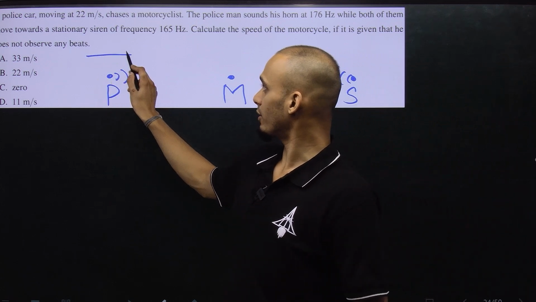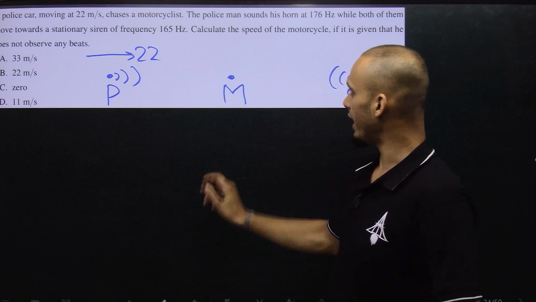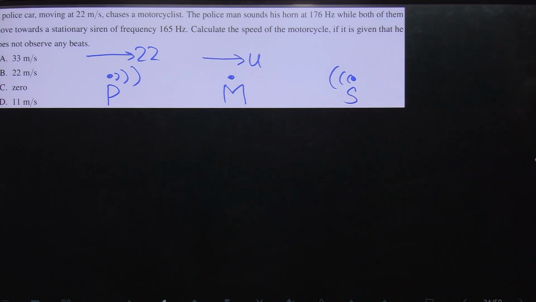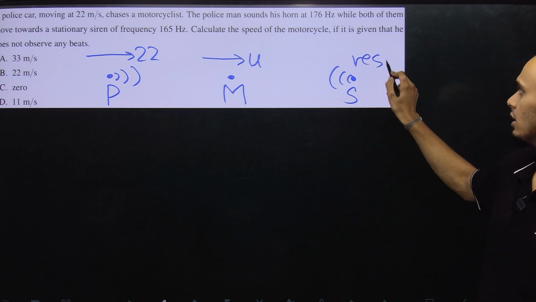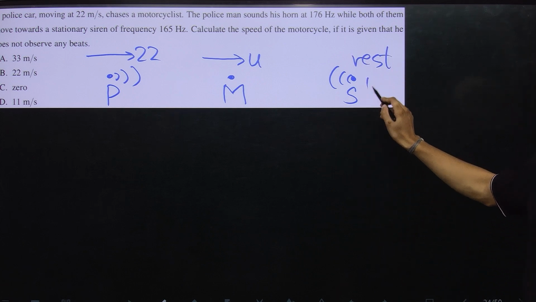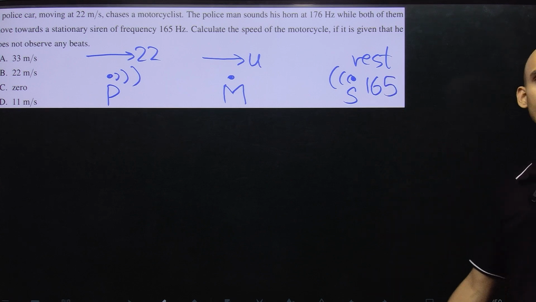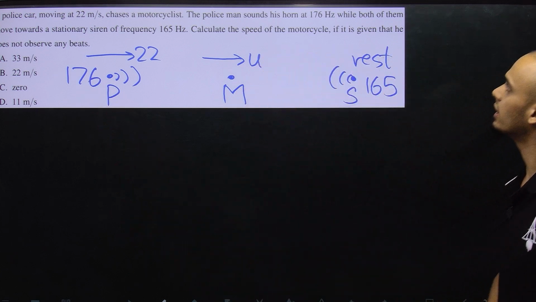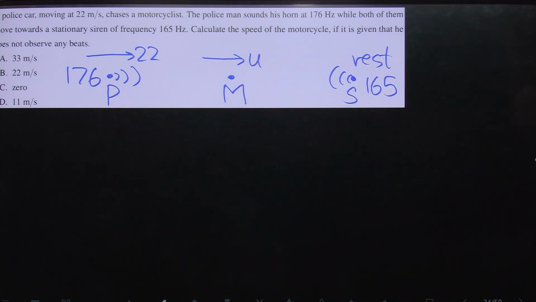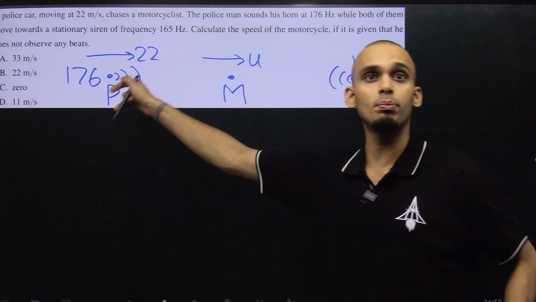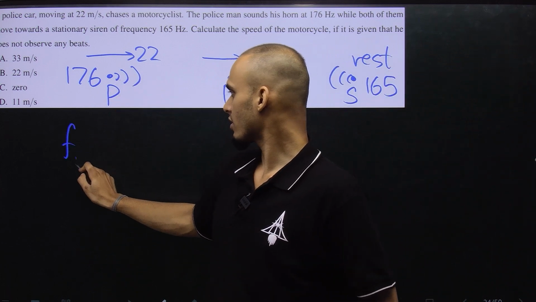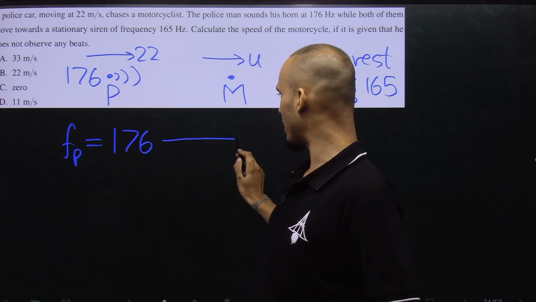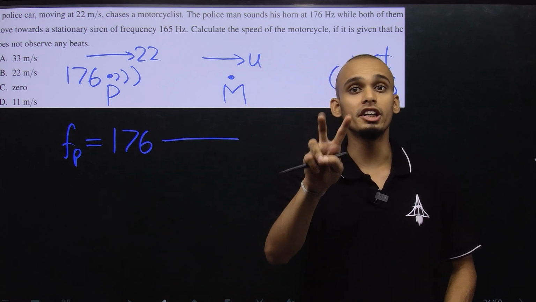The police car is moving with velocity 22 meters per second and the motorcyclist is moving with some velocity, let's say u. The siren is at rest and emits a frequency of 165, and the police car emits a frequency of 176, right? Now, according to the Doppler effect, the frequency of the police horn heard will be equal to the original frequency 176. And if you are having trouble writing expressions for the Doppler effect, remember only two concepts.